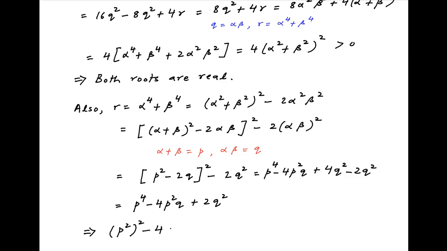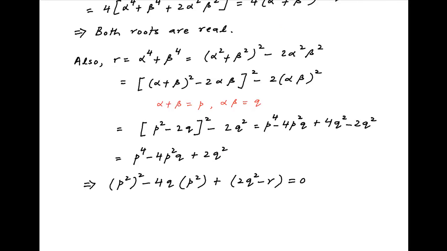Moving all terms to the right hand side, this can be expressed as p squared whole squared minus 4q times p squared plus 2q squared minus r equals 0. Now, replacing p squared with x, this result implies that p squared is a root of the quadratic x squared minus 4qx plus 2q squared minus r equals 0.